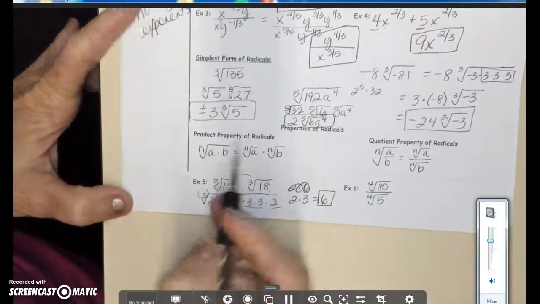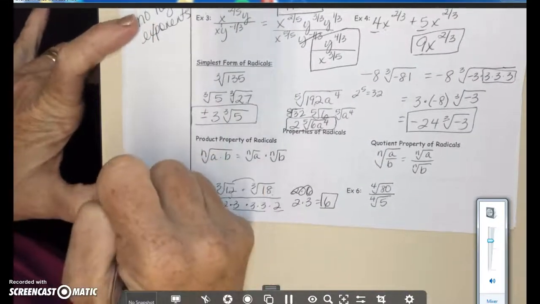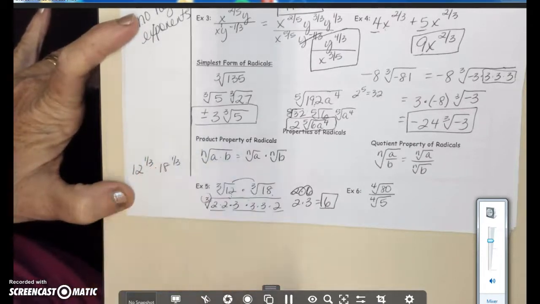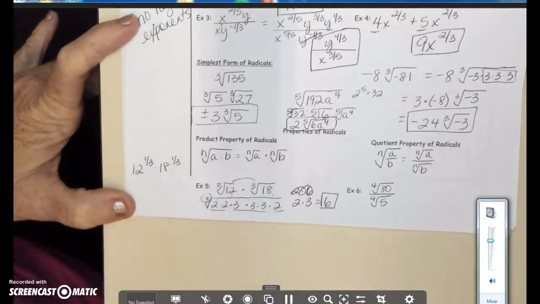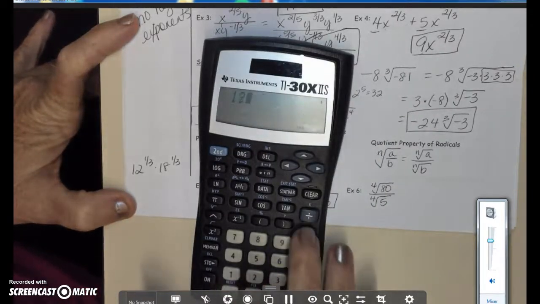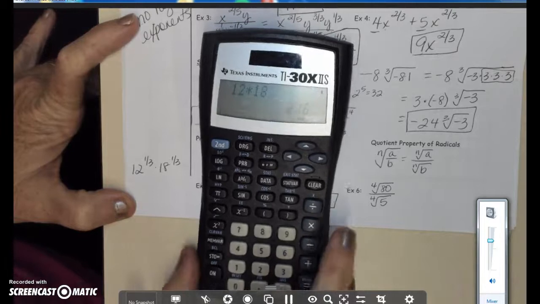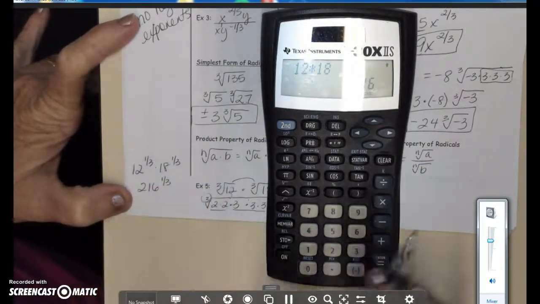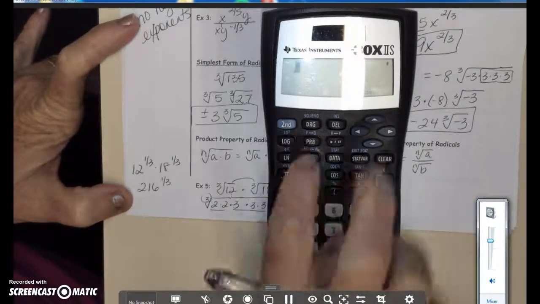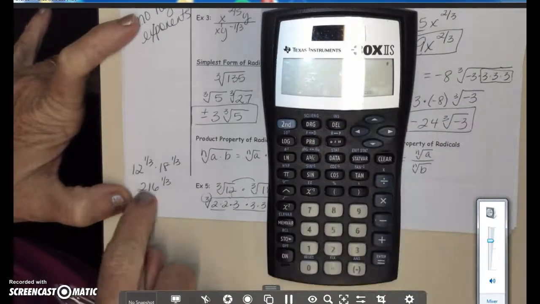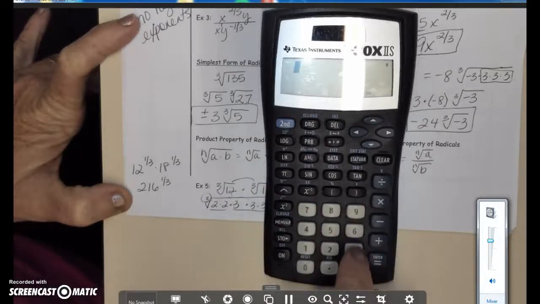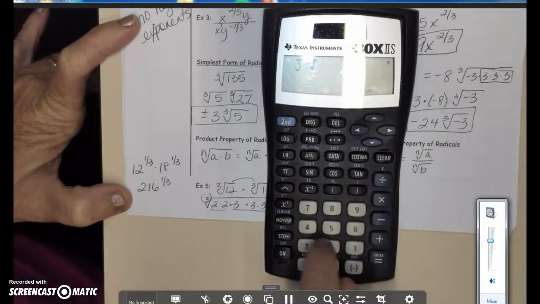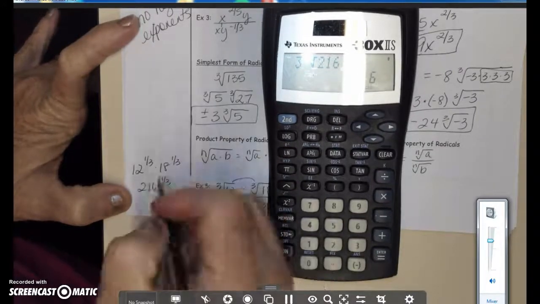Now, the other way you can do this, I want you to think about this. You've got 12 to the 1/3 times 18 to the 1/3. So you could actually multiply these two together. So you would have 12 times 18, right? And you've got 216. So you have 216 to the 1/3. Now, if you understand that you're taking cube roots, and if you've looked at your cube root numbers, 216 is a perfect cube. So if you take the cube root of 216, you in fact get 6.